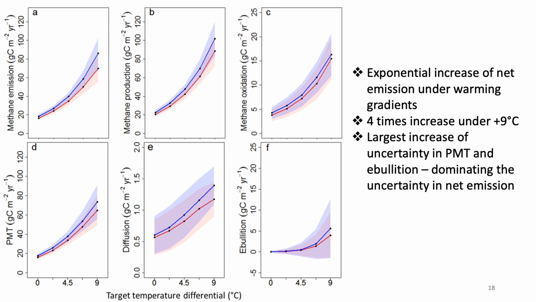We also find that the uncertainty in plant-mediated transport and ebullition increases most under warming, and they contribute to the overall change in methane emission uncertainty, which is shown in panels D to F.